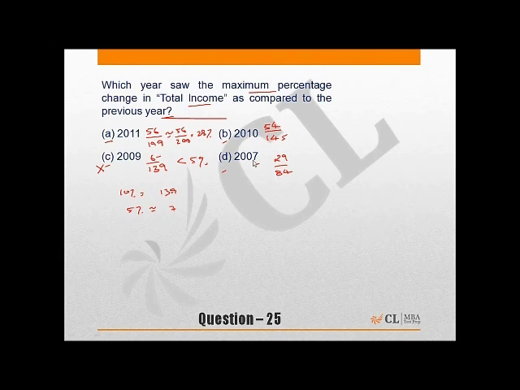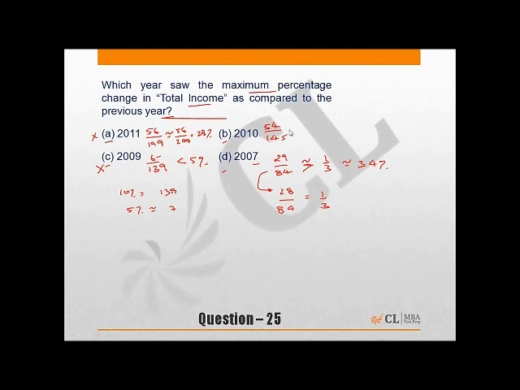Which brings us to the other two, 2007 and 2010. 29 by 84 is approximately 1/3. So about 33.63%, which means 2011 is incorrect. Why am I saying it is approximately 1/3? Because 28 upon 84 would have been equal to 1/3. So this has to be slightly greater, but still approximately the same as 33%. So it could be about 34% or so is what you could take it to be.